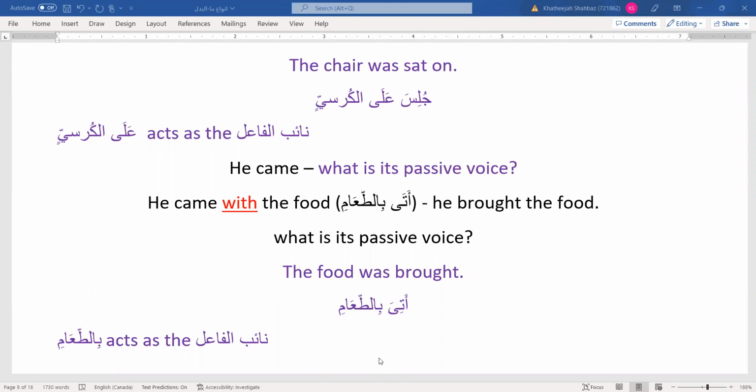I have a question. When we have English passive voice, we usually have, like, he brought the food. We say the food was brought by him, strictly speaking. But that by him part is not covered in Arabic, or is there a special reason?